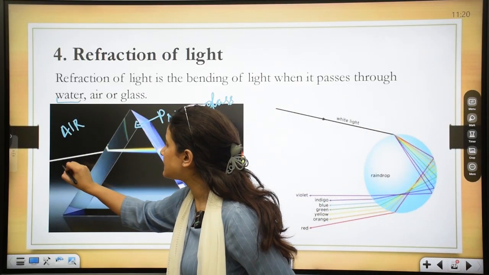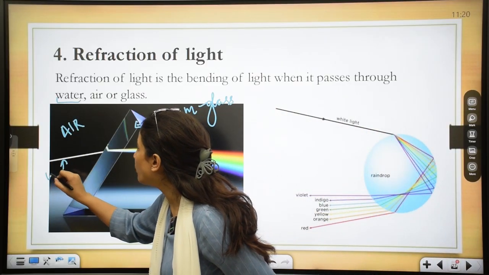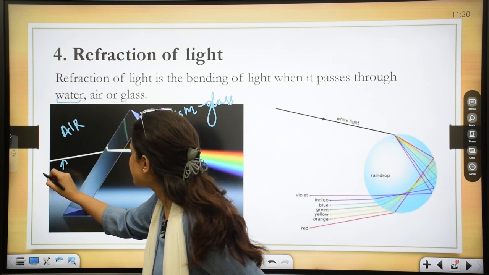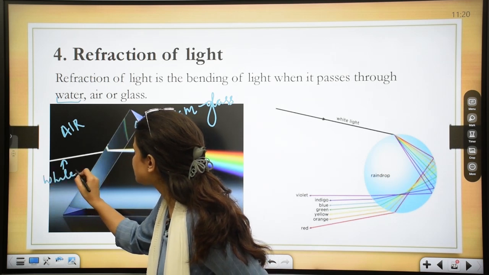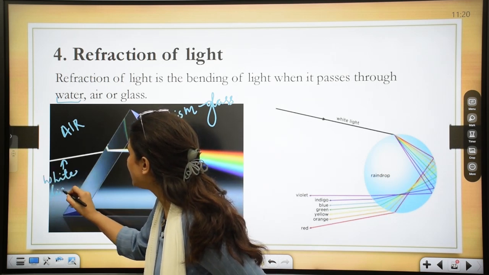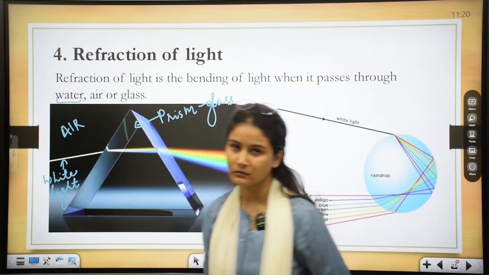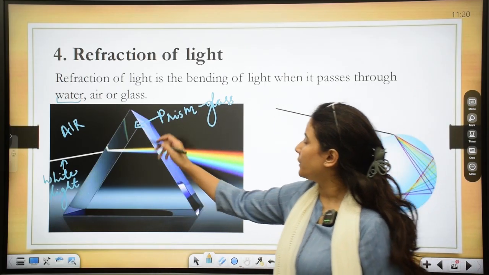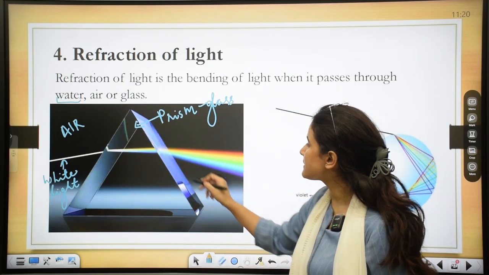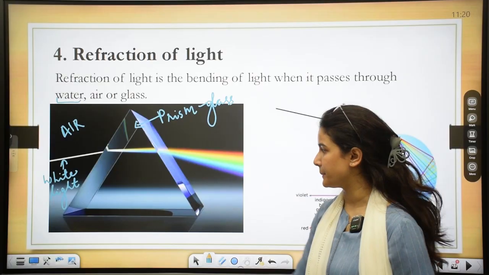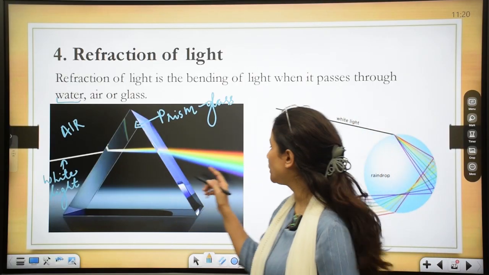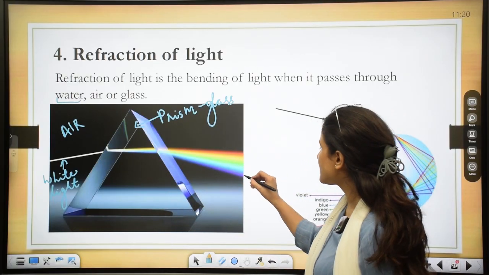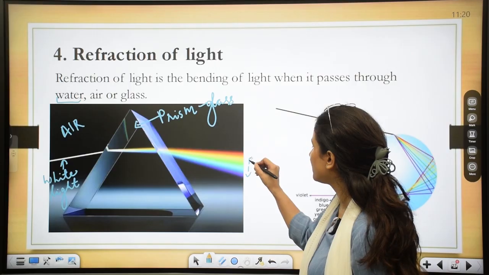Now what is this? This is actually white light. What is white light? The light which is emitted from the sun. That is the white light. Now, it passes through this glass prism and it splits into these 7 colors. That is why VIBGYOR is formed.